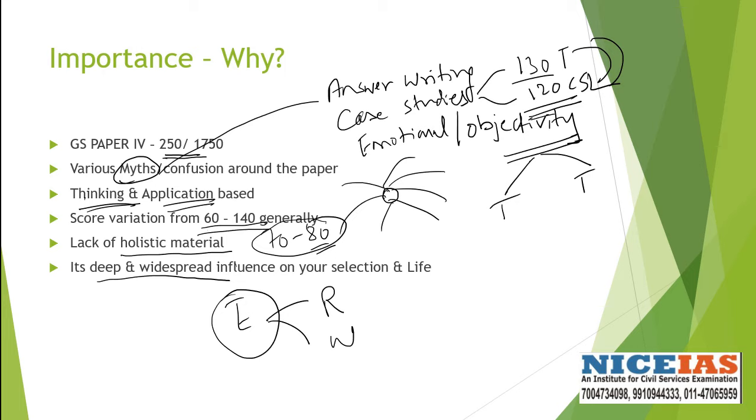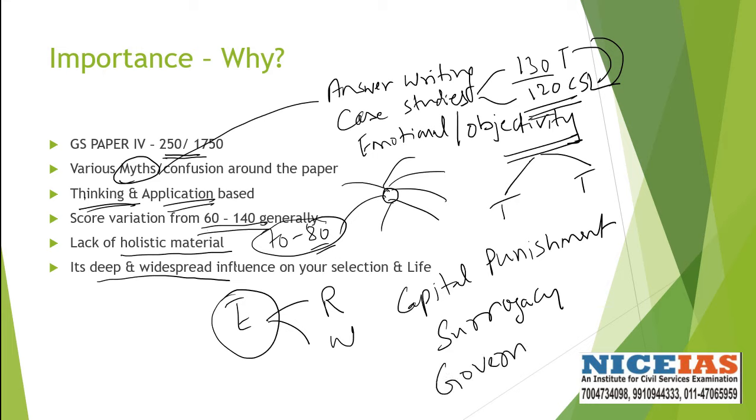So any kind of issue, be it capital punishment, be it surrogacy, any kind of ethical issue, this particular paper will help you to decide, or the governance related issue, this particular paper will help you to gauge the ethical aspect to all these issues, and the conflicts when one goes about deciding one particular course of action, right? So based upon all these parameters, this why of this paper I think becomes very important, right?